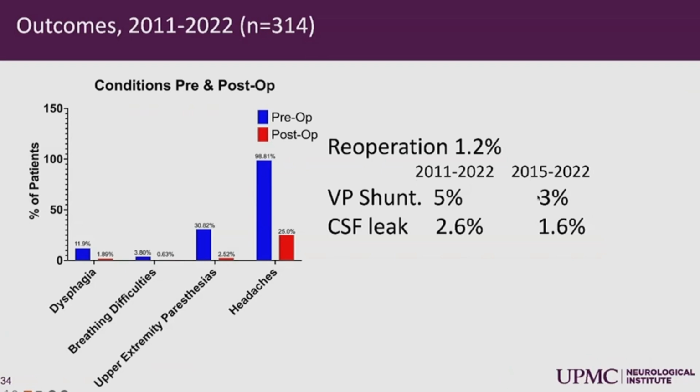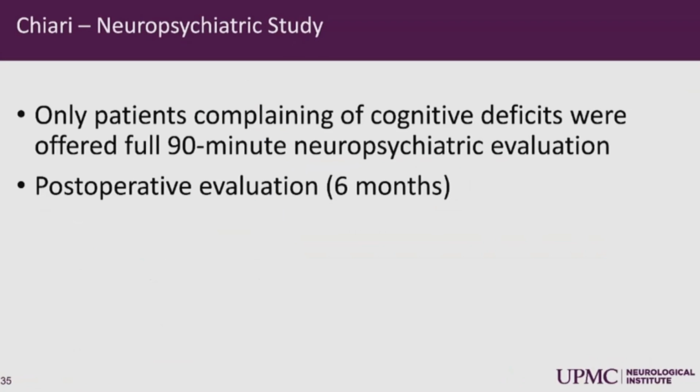So again, there are different things that I do to try to prevent the need for a VP shunt. But some patients will need a VP shunt because they have high pressure of the fluid of the brain on top of the Chiari, so that they'll need a shunt no matter what. Rates of CSF leaks, which is one of the complications when you do an intradural procedure, for the period from 2011 to 2022 is 2.6%. But if I look at my latter half, it is about 1.6%. So again, as a surgeon, we continue to improve and get better the more that we do the surgery.